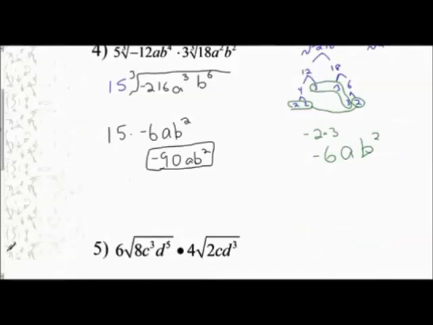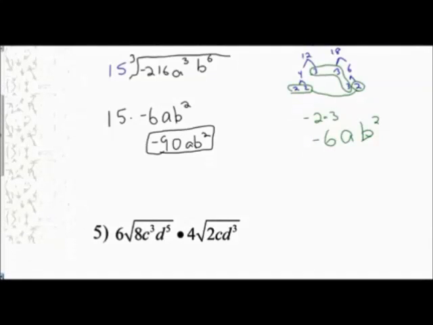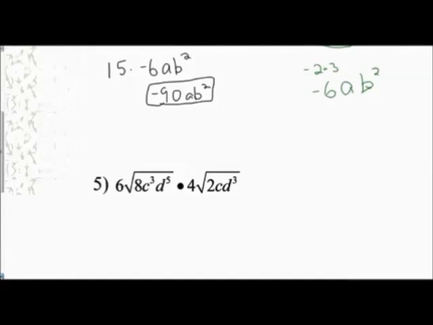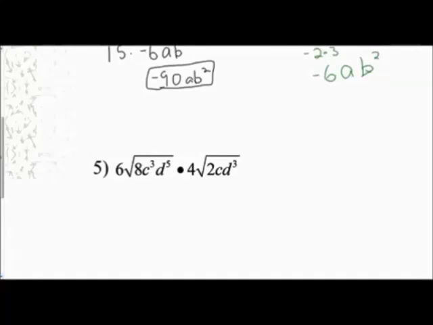Last example, number 5. 6 times the square root of 8c cubed d to the 5th times 4 times the square root of 2cd cubed. Remember, numbers on the outside get multiplied together. 6 and 4 give me 24. Numbers on the inside get multiplied together. 8 and 2 is 16. C cubed and c is c to the 4th. D to the 5th and d cubed is d to the 8th.